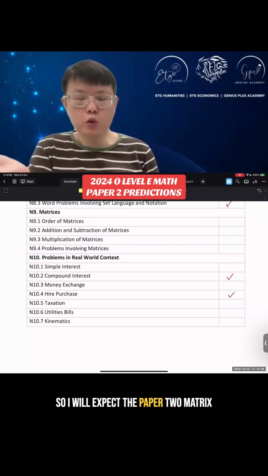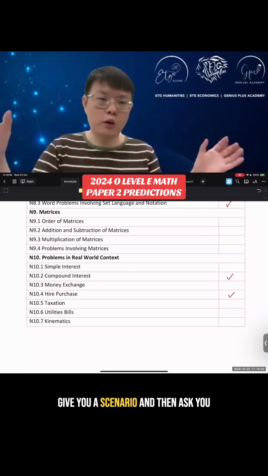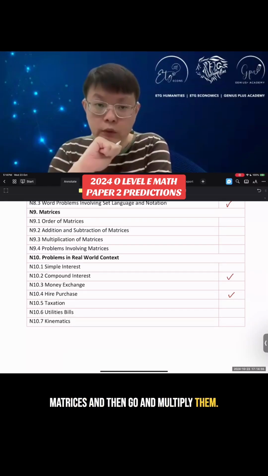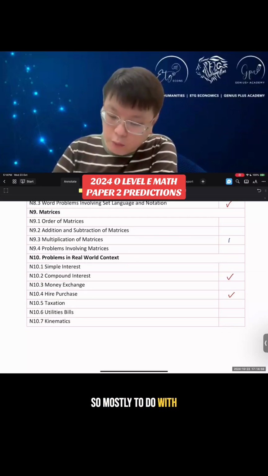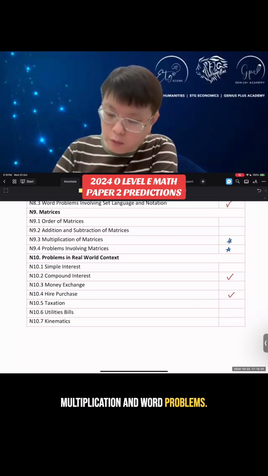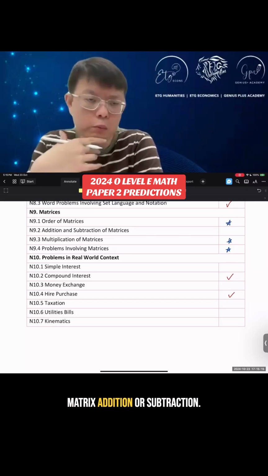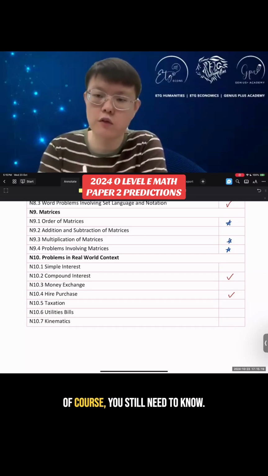So I would expect the paper 2 matrix question to be your very standard long answer matrix where they give you a scenario and then ask you to go and express all the data into matrices and then go and multiply them. Okay, that is what I would expect to see. So mostly to do with multiplication and word problems. Highly unlikely that you will have matrix addition or subtraction because those are usually not tested in your word problems, but of course you still need to know.